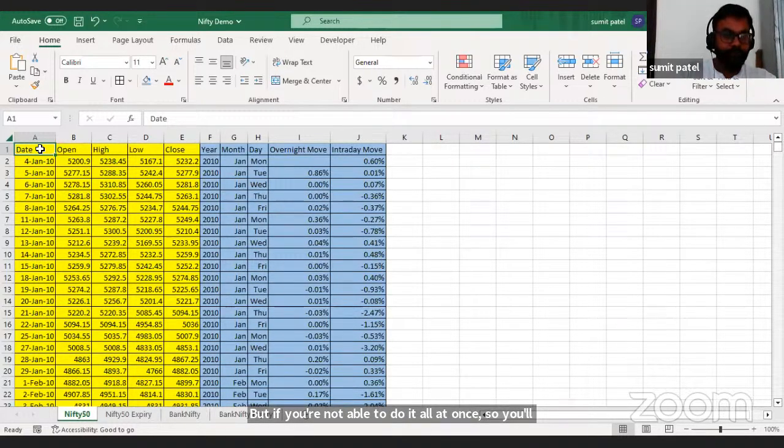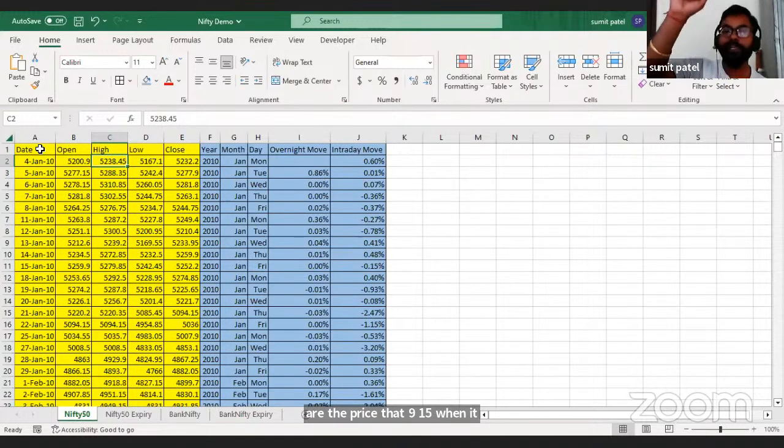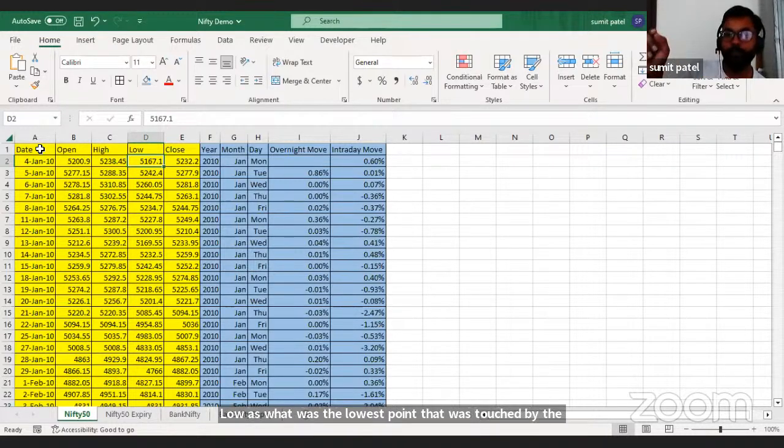Now this is what you'll have: the date, the opening price on that day. So in India, the market starts at 9:15 a.m. So these are the prices at 9:15 when it started. High is, on that particular day, what was the highest point touched by the index. Low is what was the lowest point that was touched by the index, and close is at 3:30. What was the price of the index during the closing? So this is for every day.